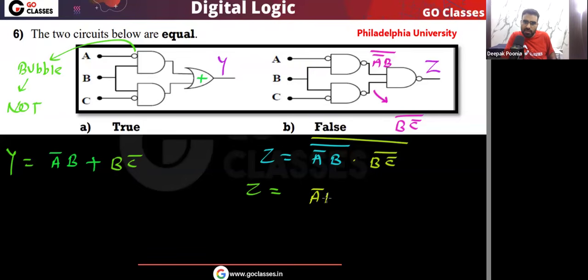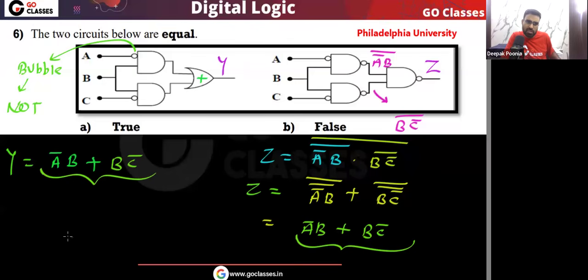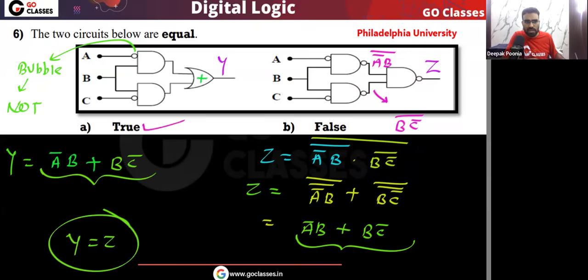It will become (A bar B) whole bar or (B C bar) whole bar. Okay, so here you can easily see it will become A bar B, it will become B C bar. A bar B or B C bar, this is same as Y. So here you can see that Y is same as Z. So that is the reason the answer is true. Yes, these two circuits are equivalent, or I can say equal. Okay, very simple.